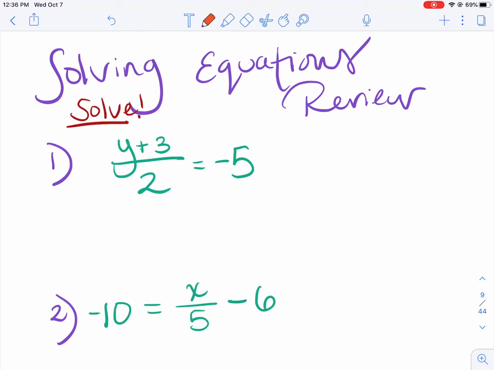We're going to get into some harder ones today, but before we do, let's just take a moment to review. You could find a spot somewhere in your packet to write these down, or you could just watch and review, because these are the harder ones we did yesterday. I just wanted to clear up a couple things that might be tricky.